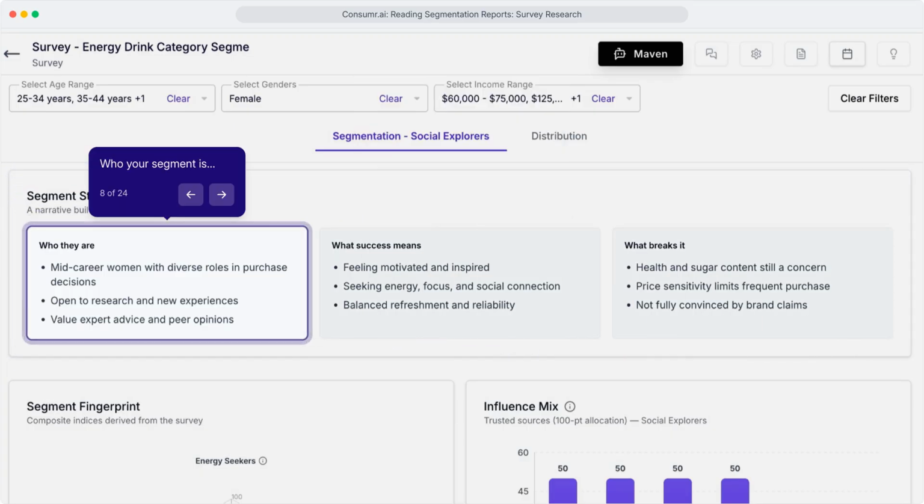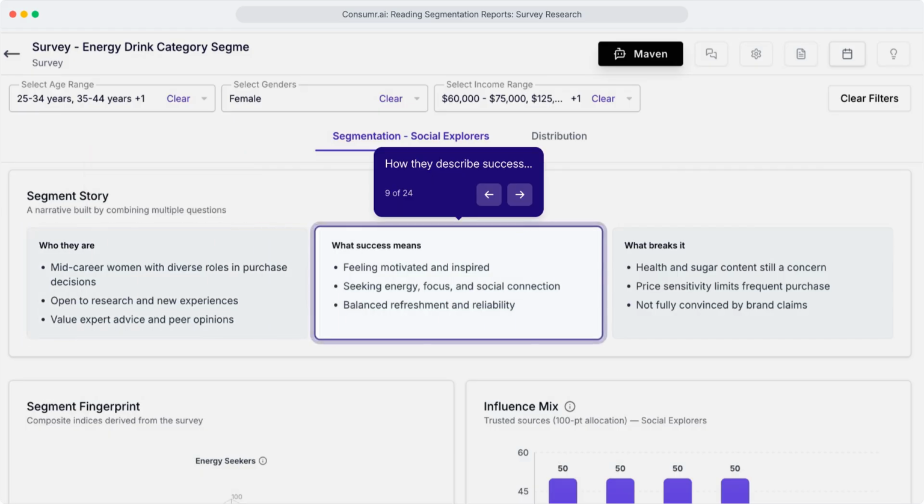Who your segment is reveals the segment's core identity. This is the foundational context. Are they executives, individual contributors, or functional specialists? Are they managing teams or working solo? Are they spending their own money or someone else's? Are they in growth stage companies or mature enterprises? Are they in their first year on the job or veterans? This core identity shapes everything about how they make decisions.